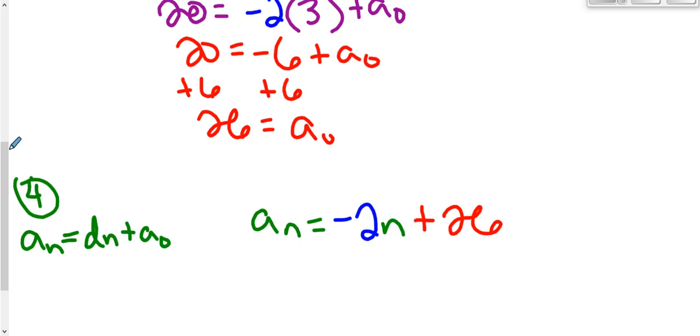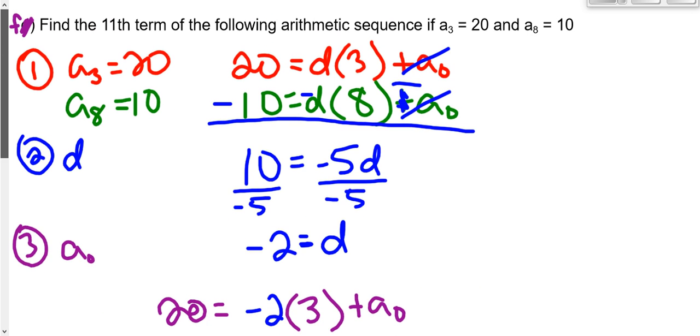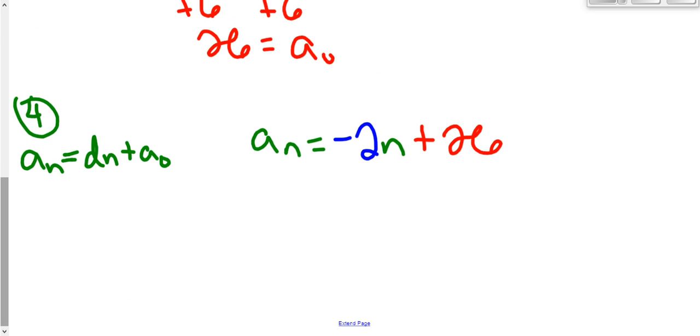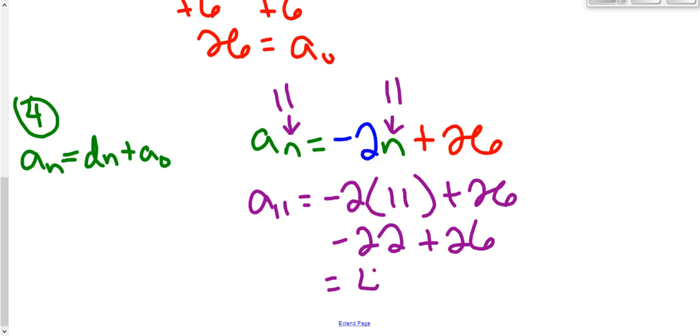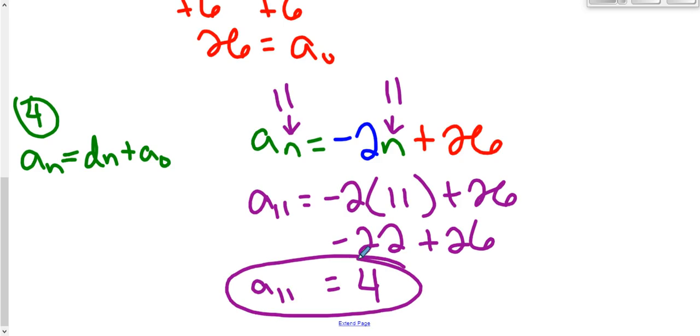Now we can solve for anything, and if we just go back and double check, the number they wanted us to solve for was the 11th term. So let's go ahead and find the 11th term. We're going to plug in the number 11 for n, here and here. So a sub 11 is -2 times 11 plus 26. So -2 times 11 is -22. We just have to add 26, and we get the number 4. So a sub 11 equals 4. And that's it for this process.